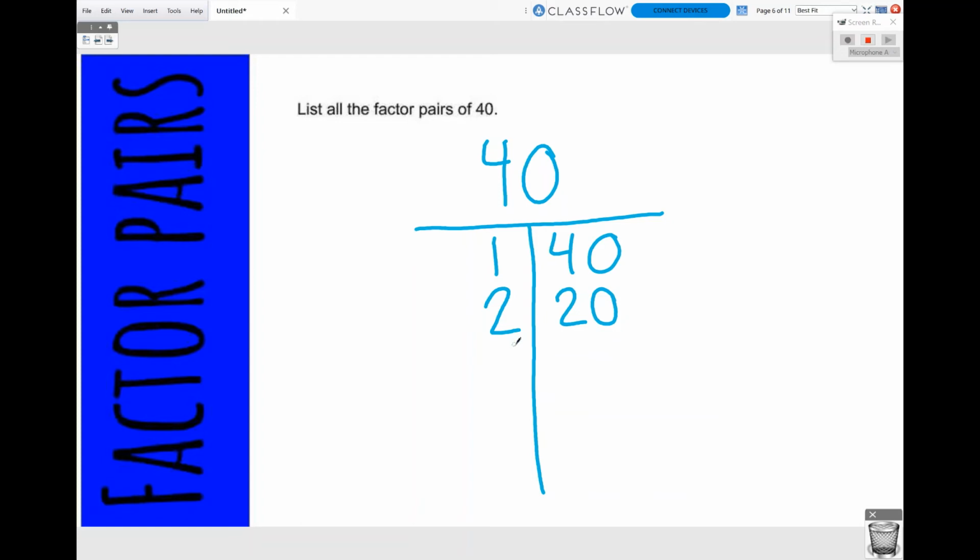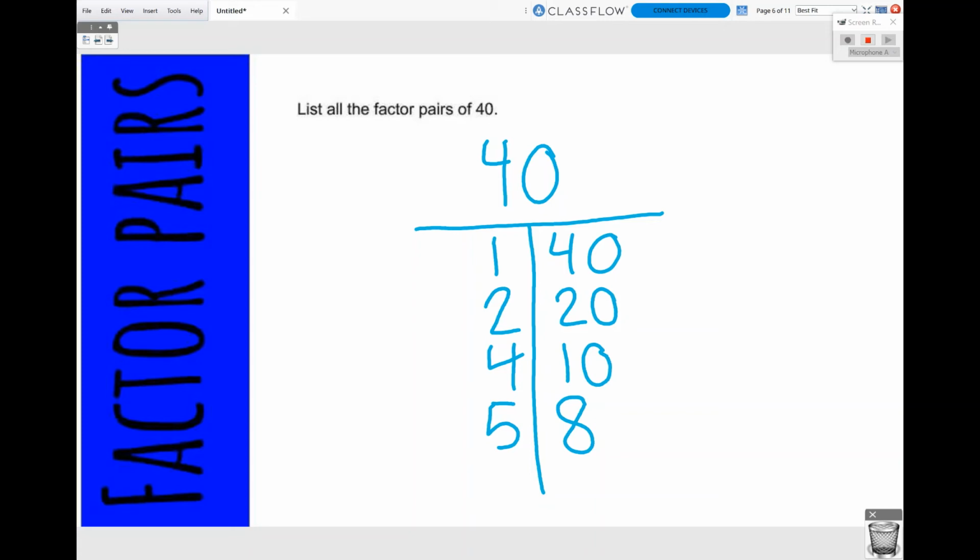And I know that I can't get to 40 skip counting by 3s. So let's talk about 4. I know 4 can go into 40. How many times? Good. 4 times 10 is 40. Now, 5 times anything. Yes, because I know that anything that ends in a 5 or a 0 has a factor of 5. 5 times what gives me 40? 8. Good job. 6 in anything? No, because if I skip count by 6, I'm going to do 6 times 6 is 36, and 6 times 7 is 42, so I skip right over 40.